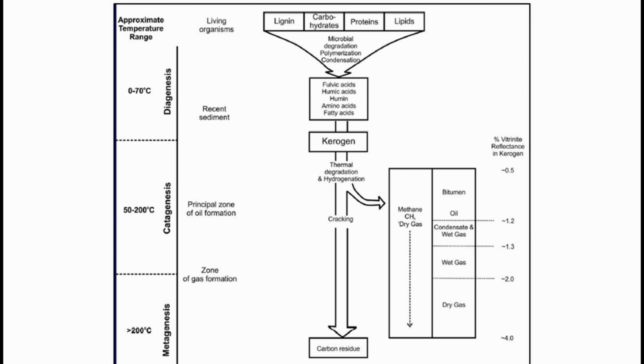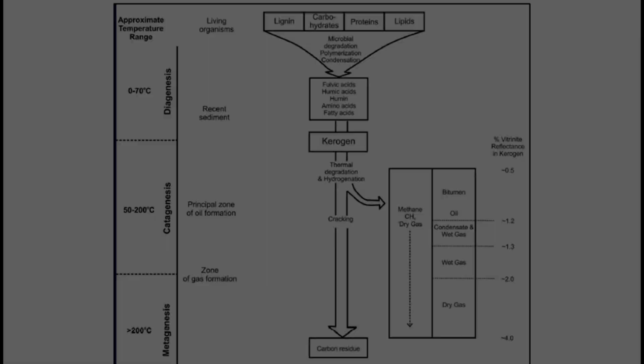After that, this kerogen undergoes thermal degradation and hydrogenation. According to its vitrinite reflectance, the kerogen generates oil or gas within the oil or gas window. After that, cracking happens and carbon residue lies within the metagenesis zone.